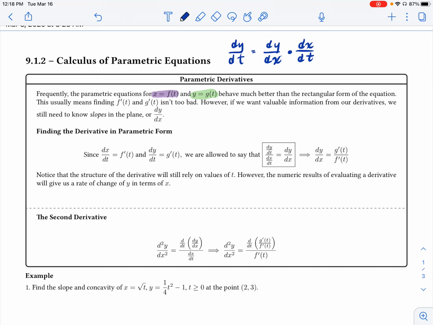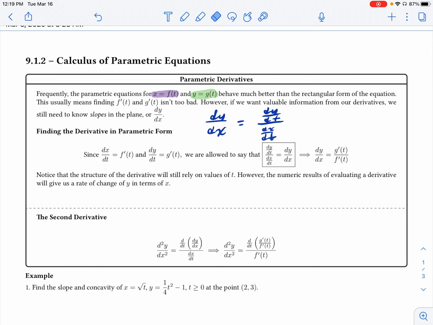However, if I want to isolate dy/dx, if I want to get that by itself, I'm going to divide both sides by dx/dt. But what that allows me to do is write the following: dy/dx is dy/dt over dx/dt. So I'm just going to clear this out here so we can hopefully see that.